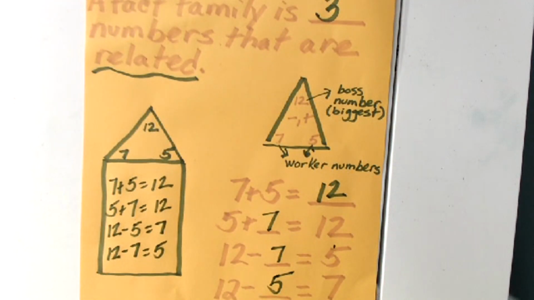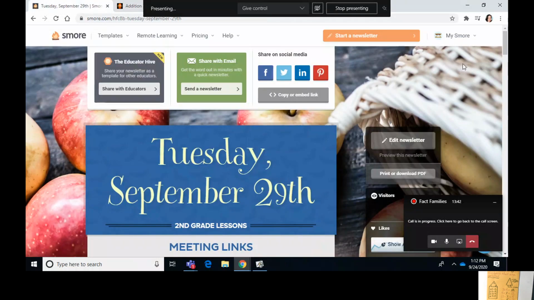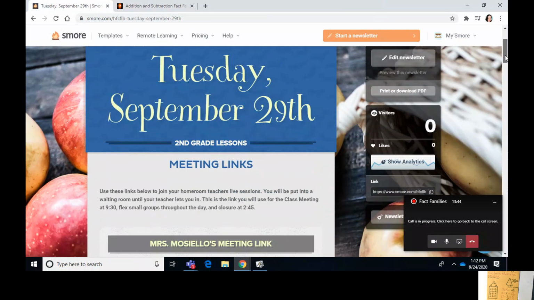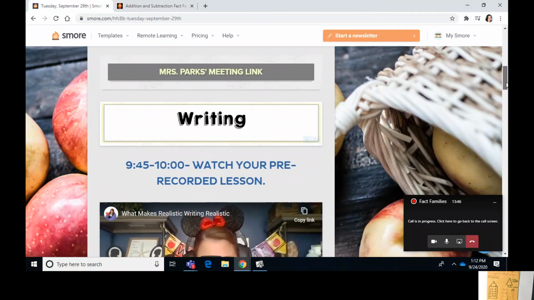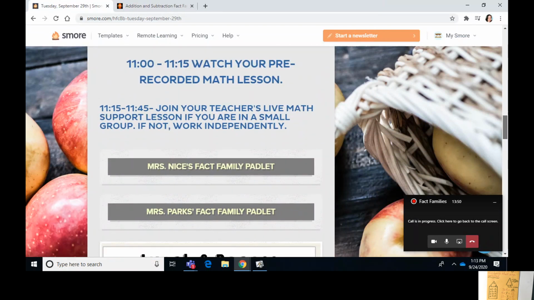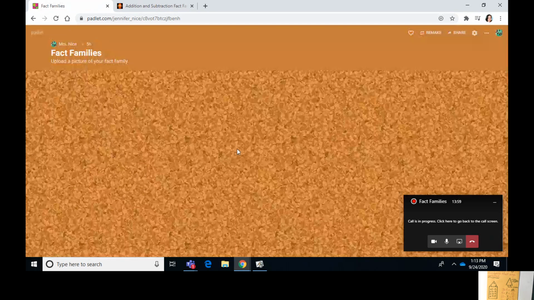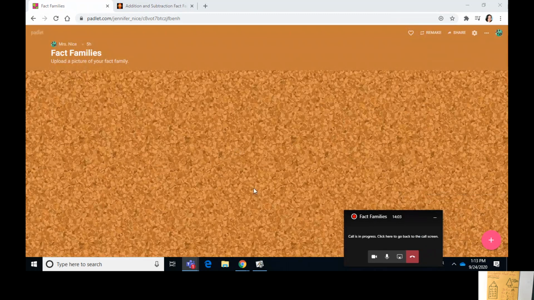So we're going to ask you to make, right here, I'm going to show you on our s'more for today, we're going to ask you to make 2 fact families and put them on your Padlet here. So you'll have to ask mom or dad or whoever's there with you to take a picture of your fact family and put it right here on your teacher's Padlet.